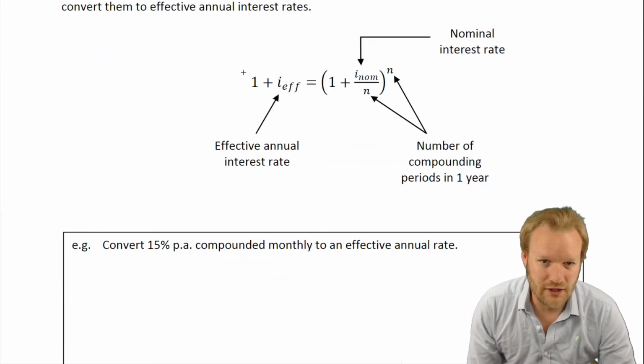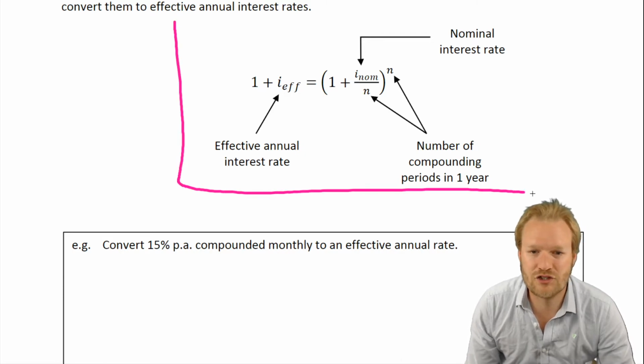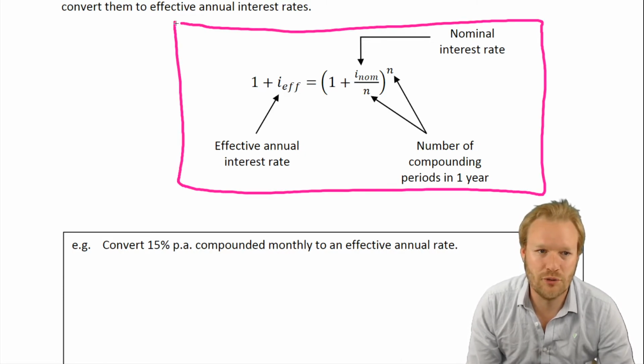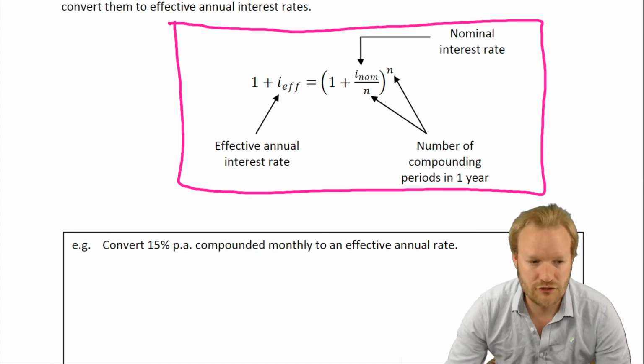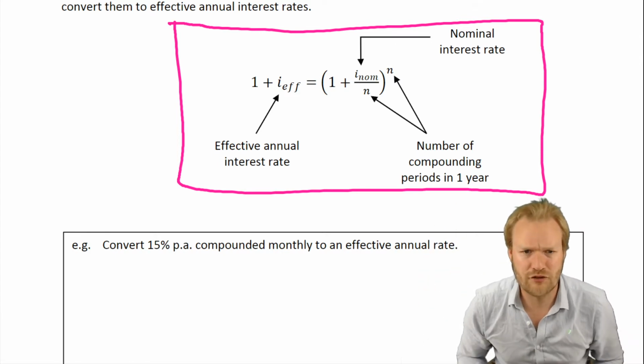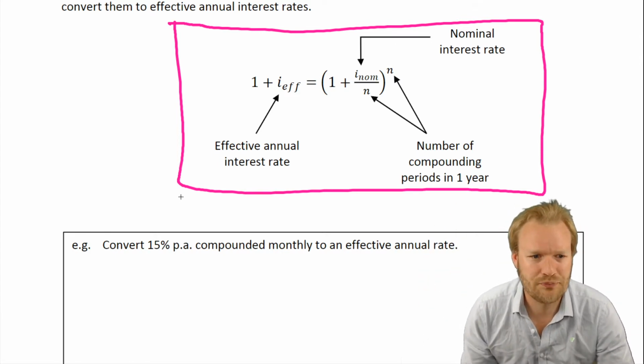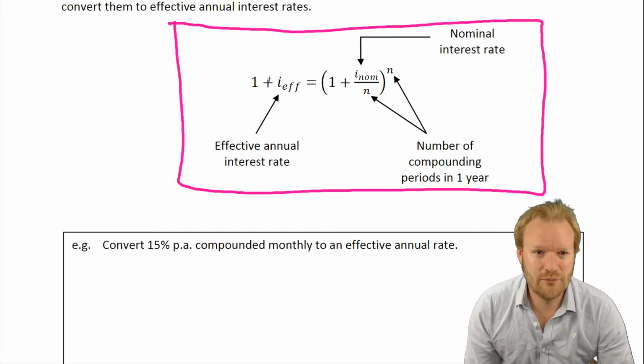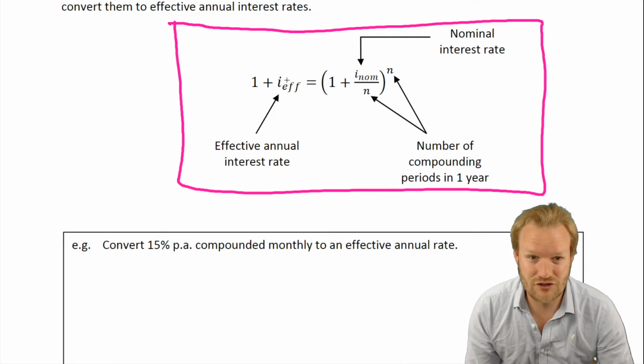Here's our new formula. If you remember from the front page, we said this formula is not given to you on your formula sheet. Your formula sheet just tells you about the other formula, but not this one. Not sure why. 1 plus i_eff, so the effective interest rate, is 1 plus i_nom over n, to the n.